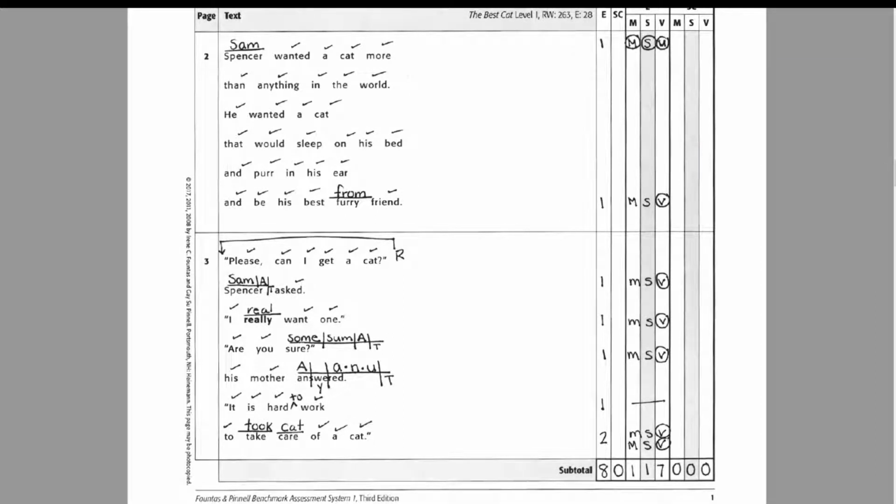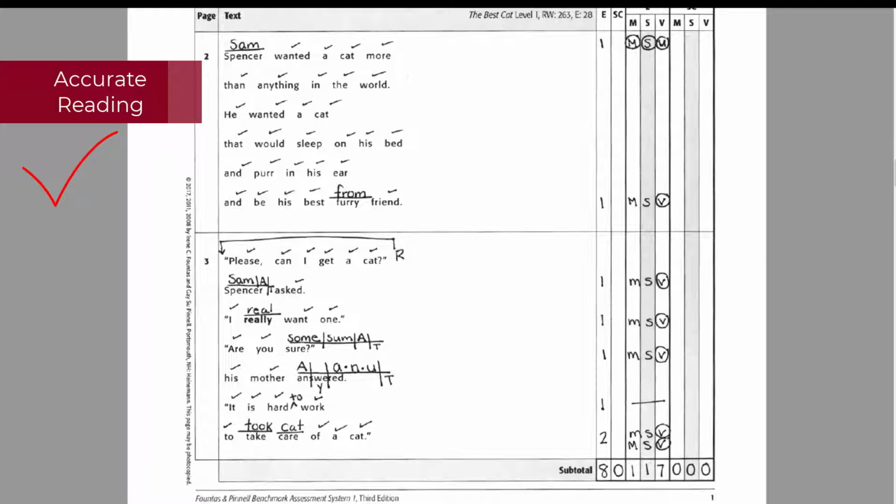You can see the most common code is the check mark. The check mark indicates the student has read the word accurately. If a student is reading very quickly, you may not have time to mark every check mark above every word. It is okay to eliminate them and just focus on when the students have made an error and you need to indicate what that error was.